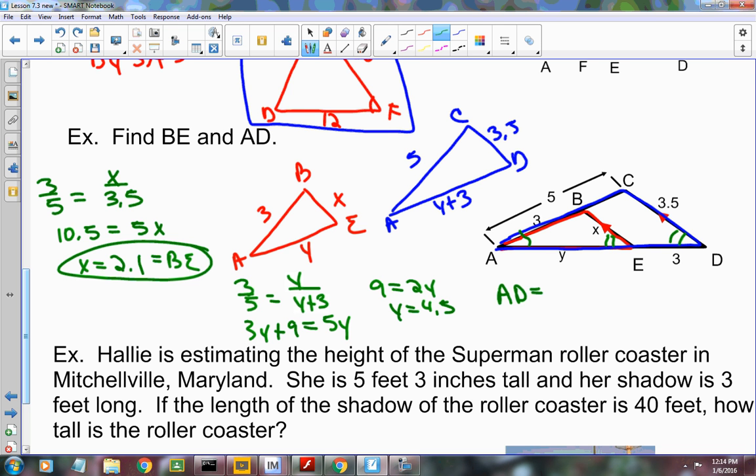But I need AD, right? AE is 4.5, but AD, what do you have to do? Add 3 to it. So it's going to be 4.5 plus 3, which is 7.5.